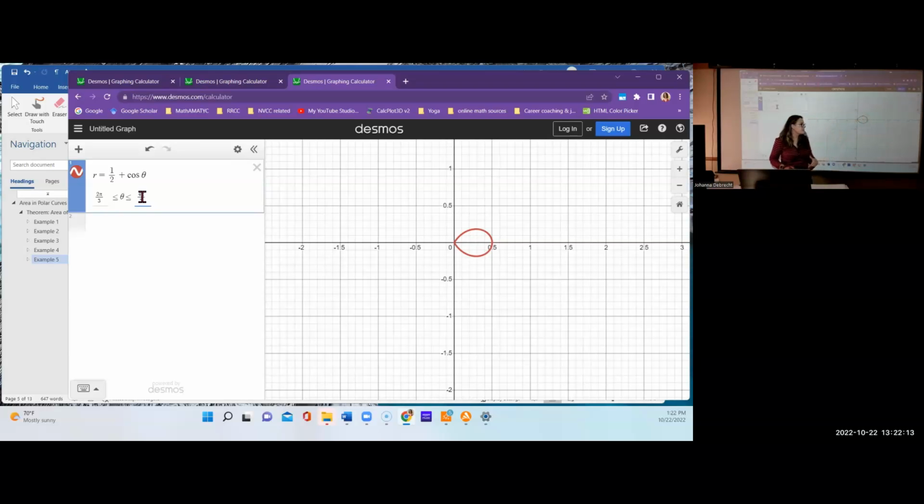Now I want to exploit symmetry again because it's symmetric with respect to the polar axis. So I want to go halfway around. So if I go halfway around, where would I be going? Well, what's halfway between 2 pi over 3 and 4 pi over 3? Pi. So I could go from 2 pi over 3 to pi, or from pi to 4 pi over 3. But you have to go in order. So again, if I go from 2 pi over 3, I could then go to pi, and that would just give me half of it, and then I double it.